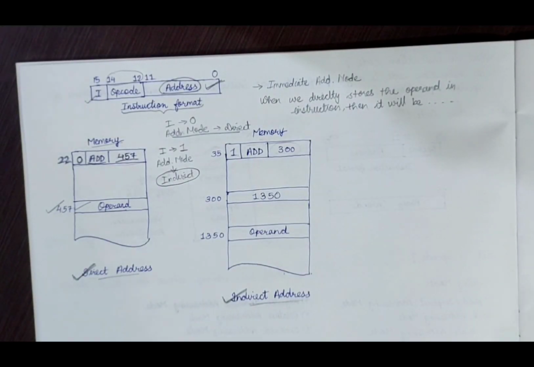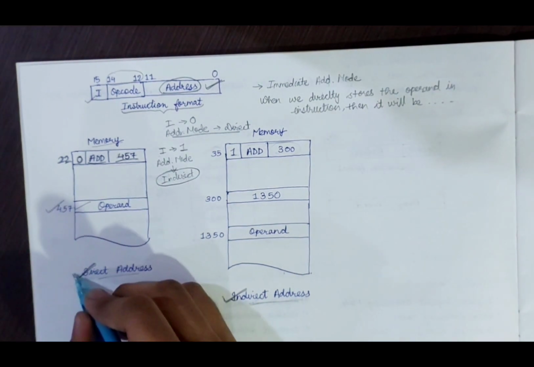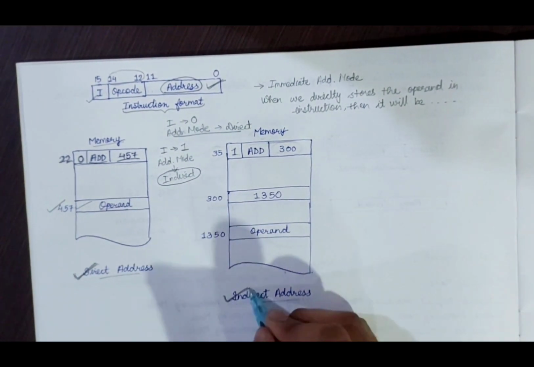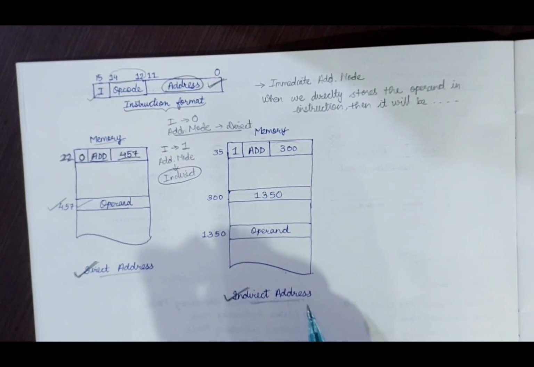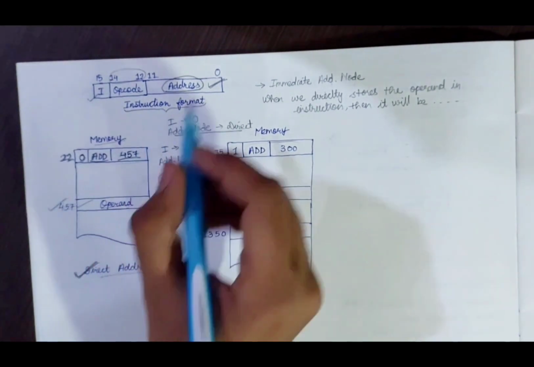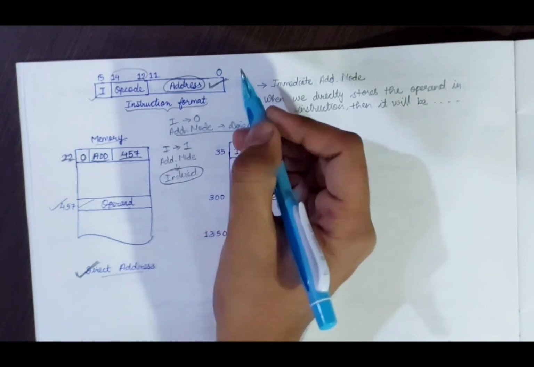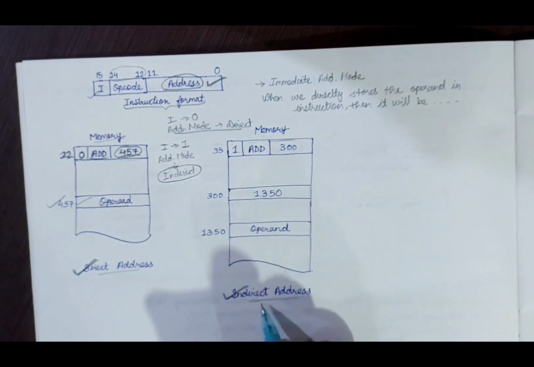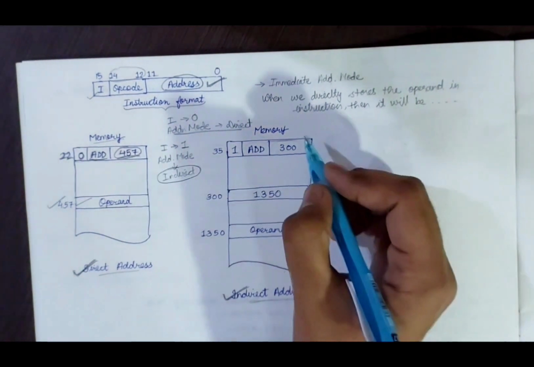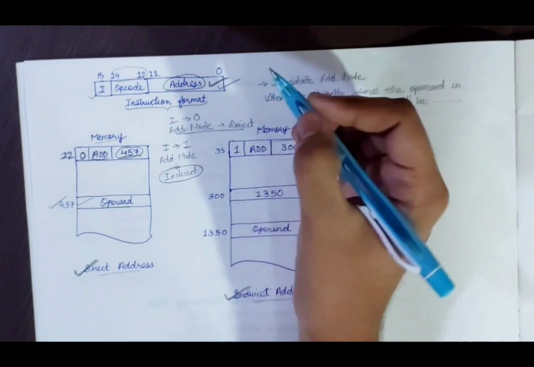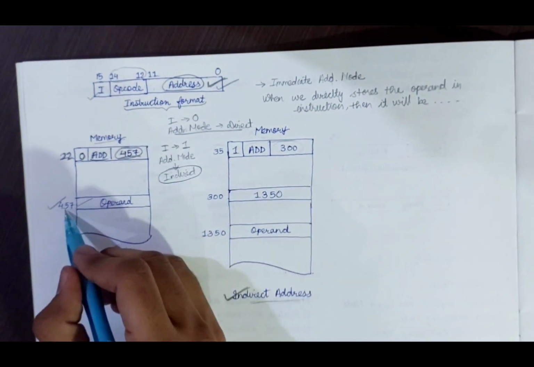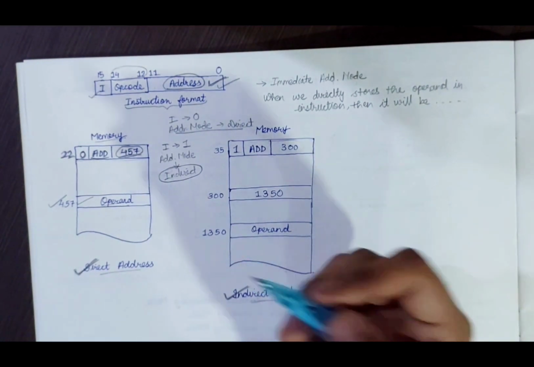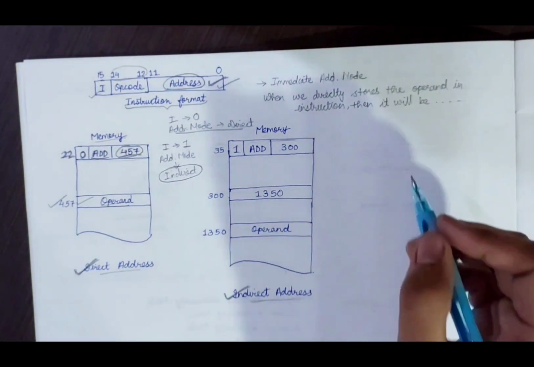So now we have understood the concept of the direct addressing mode. Now we will move on to what is indirect addressing mode. In direct addressing mode, in the address field of the instruction we directly provide the effective address, but in the indirect addressing mode, we do not directly provide the effective address, but rather we provide the address where the effective address is stored.